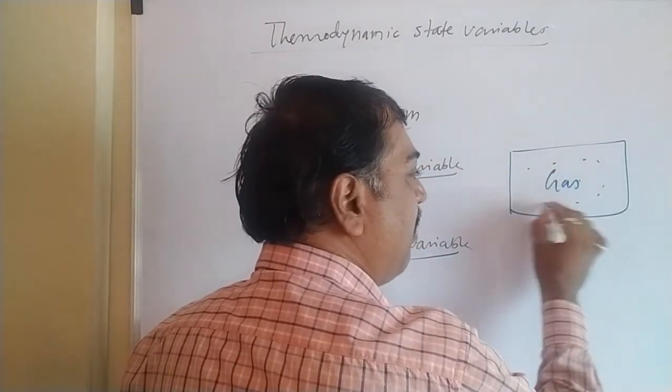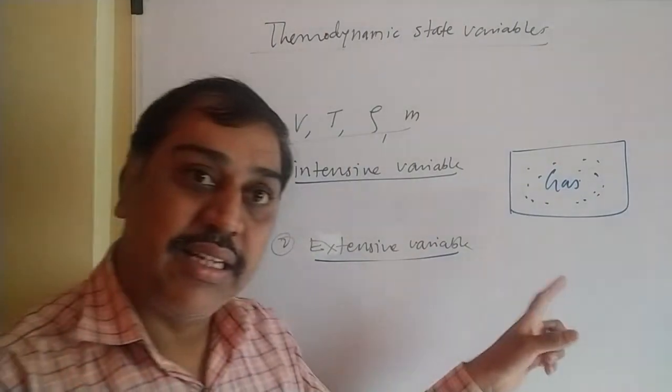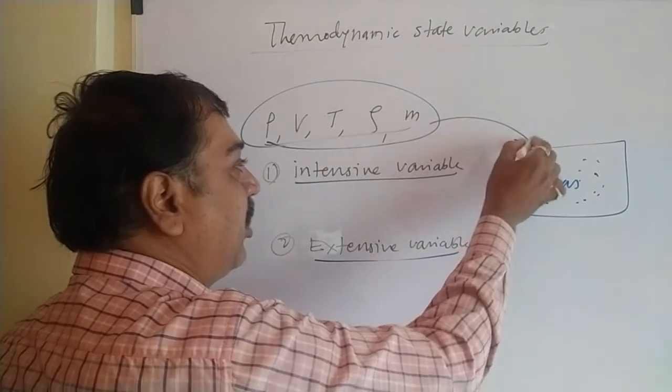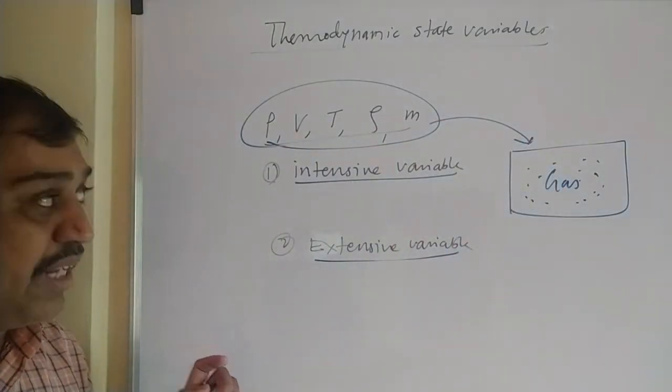Suppose some amount of gas we have taken in this chamber. Now what are the variables in this? All these things are the variables: pressure, volume, temperature, density, mass. These are the variables in this system.